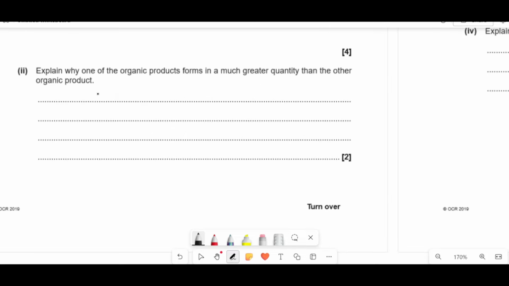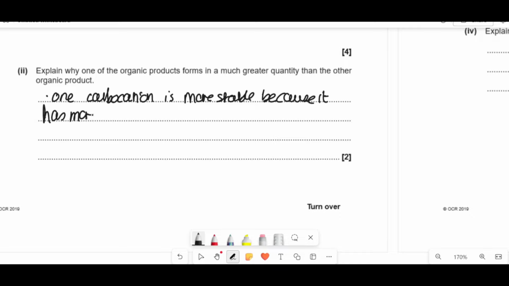Now it says, explain why one of the organic products forms in a much greater quantity than the other. The reason is because the one carbocation is more stable because it has more alkyl groups.